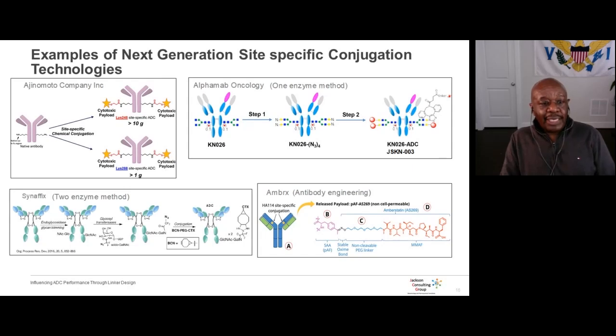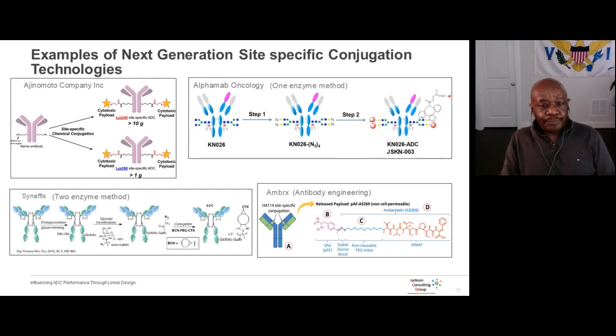In this slide, we're just looking at the overall schematics of these different types of technologies, and I want to highlight a few key points. One is with Ajinomoto's technology, the site where you conjugate matters. If you look at lysine 248 versus lysine 288, your overall yields are going to be much higher using lysine 248 as opposed to lysine 288. So not only does the linker payload matter, but also the sites where you conjugate matter in terms of your yields.